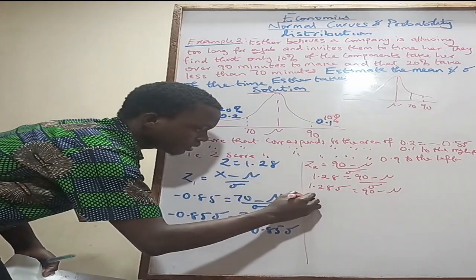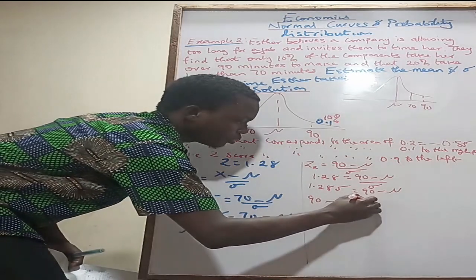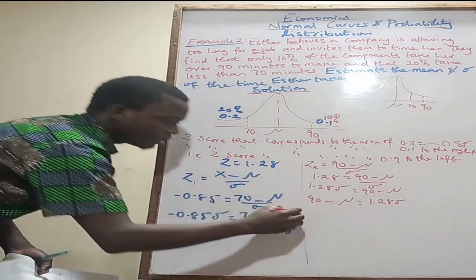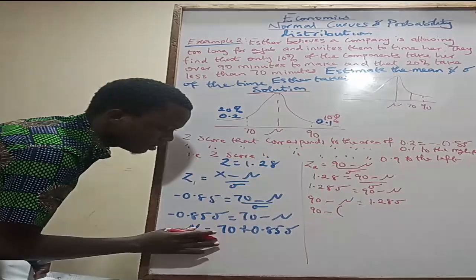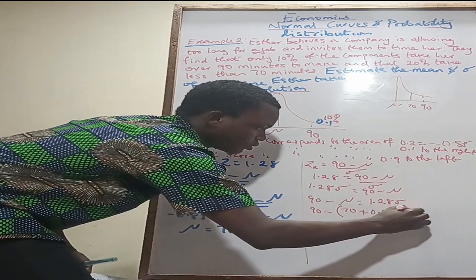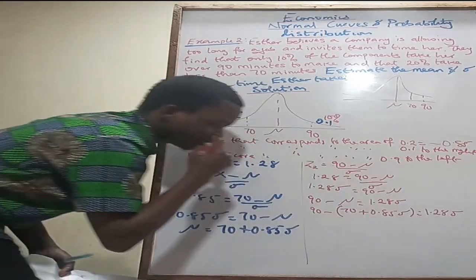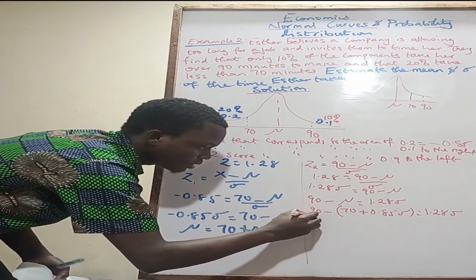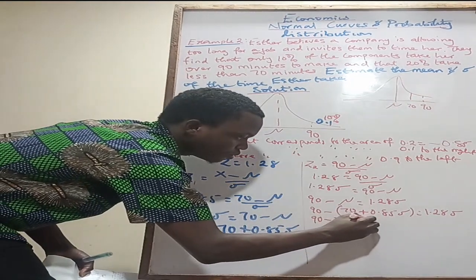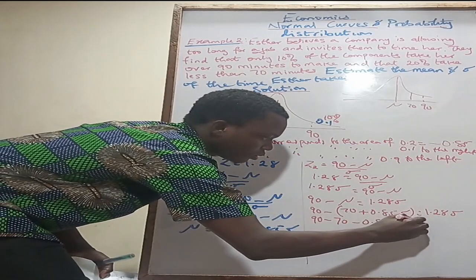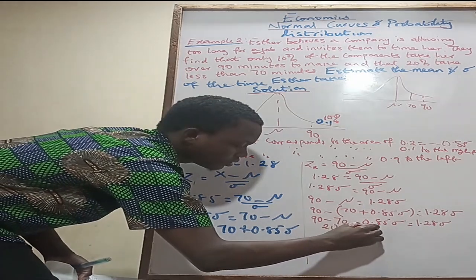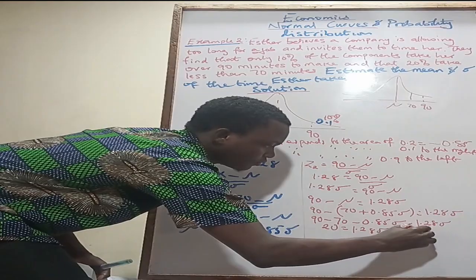All right, so 90 minus this equals 1.28 this, it's the same thing. So I just substitute the value of u here. So I have 90 minus open bracket 70 plus 0.85 this, equals 1.28 this. So going on, you have to be careful. 90 minus 70, then this times this minus 0.85, 1.28, so you have 20 equals 1.28 plus 0.85 this.